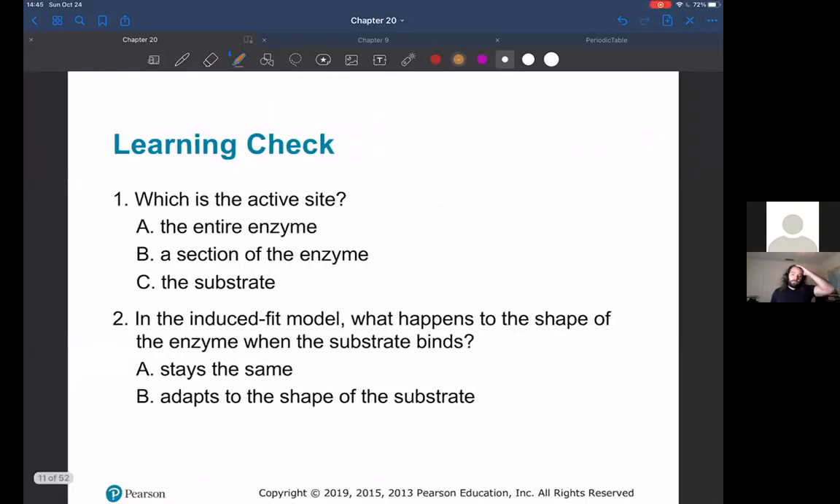Okay, a little learning check here. Which is true about the enzyme's active site? Is it the entire enzyme? Is it just a section of an enzyme? Or is it the substrate? Remember that the active site is just the tiny region where the substrate binds. So the correct answer would be B, it is a section of the enzyme. And then in the induced fit model, what happens to the shape of the enzyme when the substrate binds? Does it stay the same or does it adapt to the shape of the substrate? In the induced fit model, it adapts to fit the shape of the substrate.